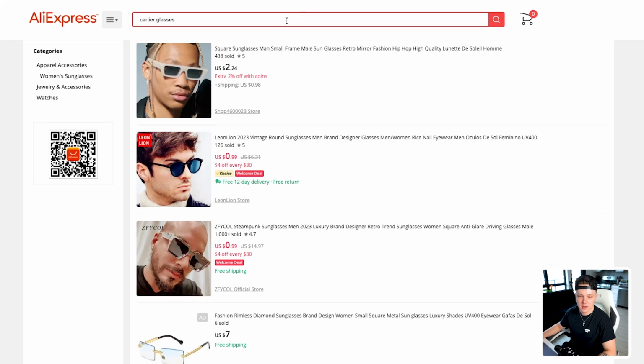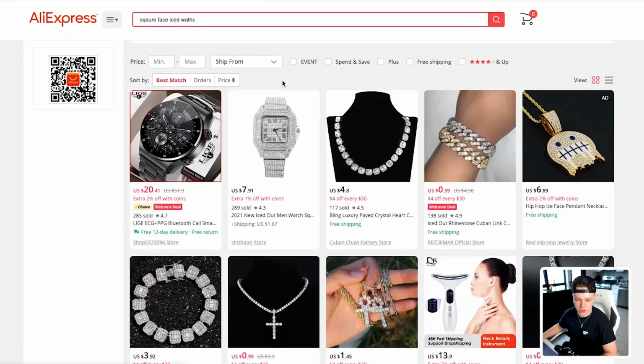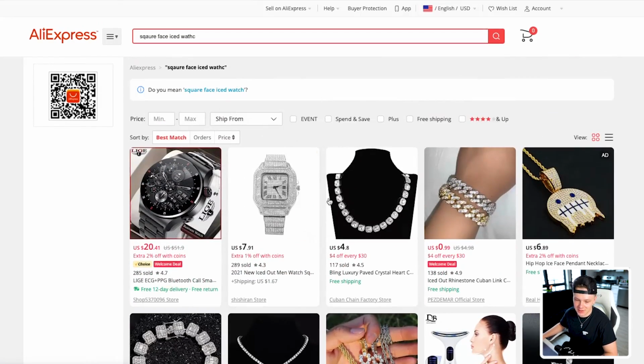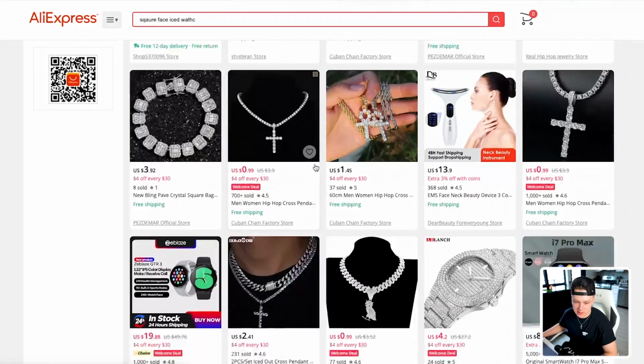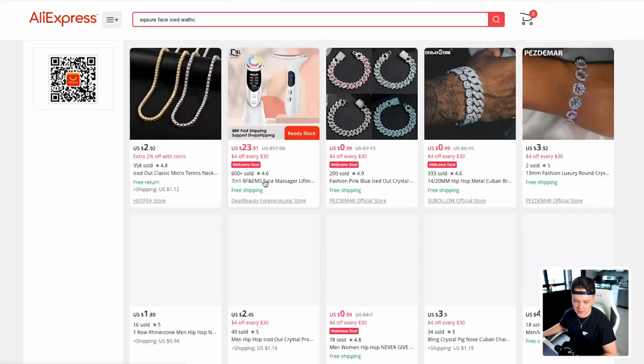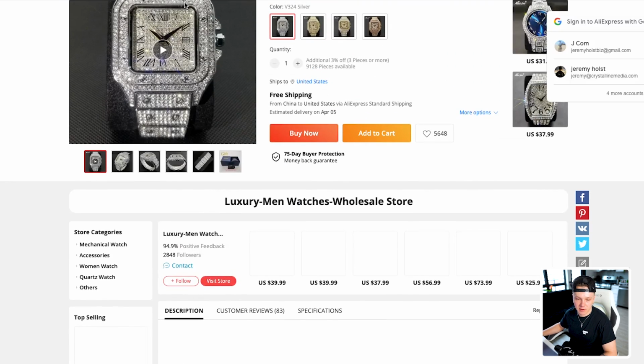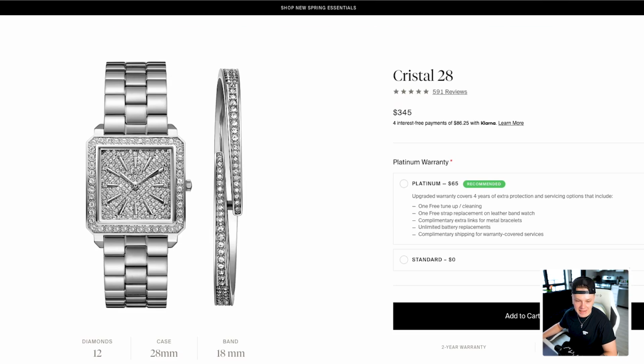So all we're going to do is go over here and type in square face iced watch. Boom, I spelled that so wrong. But anyways, you guys, as you can see right here, a similar watch for $7 as we're looking even more. You guys can find all these watches on here, right? Similar looking watches for way cheaper. Right here, here's another one, right? A little square faced one. It's not the exact same, obviously, and you don't need to be the exact same, but it is similar.